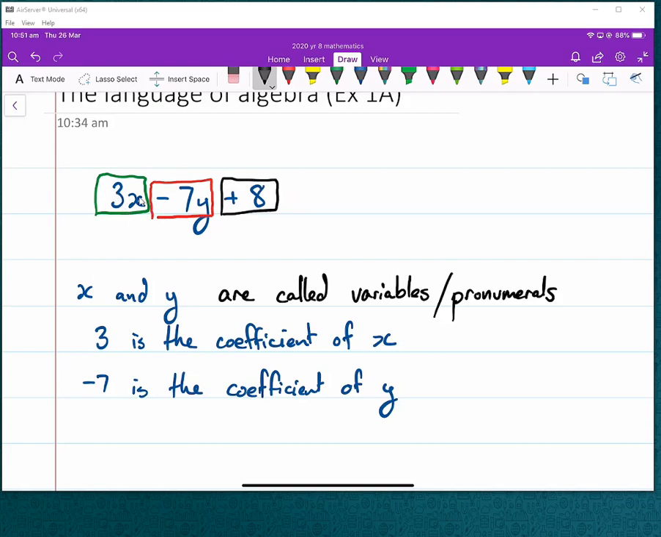The reason I've got them in different colors is because it actually doesn't matter what order we put these 3 terms in, as long as the negative stays with the 7. So we could write these 3 terms in any order. For example, I could write negative 7y plus 8 plus 3x. They are still the same 3 terms. I've just put them in a different order: negative 7y, plus 8, and plus 3x.